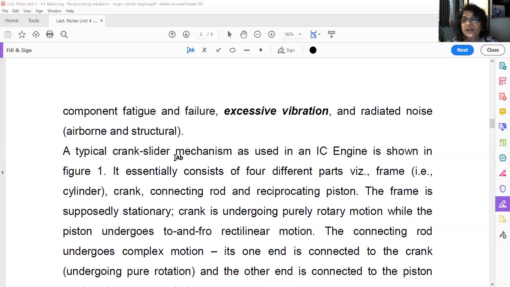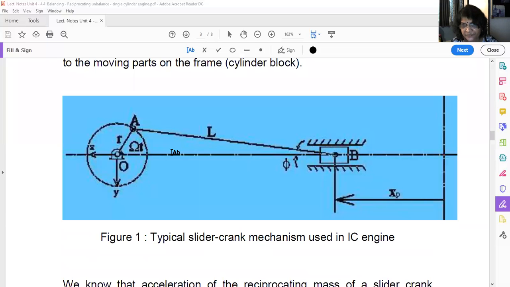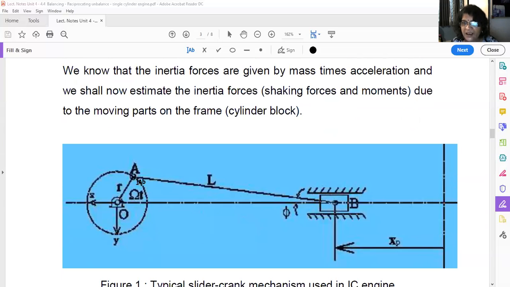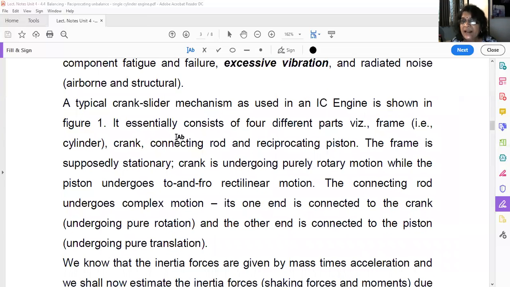A typical slider crank mechanism is used in an IC engine, which is shown in the diagram. This is the piston, connecting rod, crank, and this is the crankshaft. Then you will see the notation. R is the radius of the crank, L is the length of the connecting rod, theta is the angle made by the crank with the line of stroke, phi is the angle made by the connecting rod. So this is a typical slider crank mechanism.